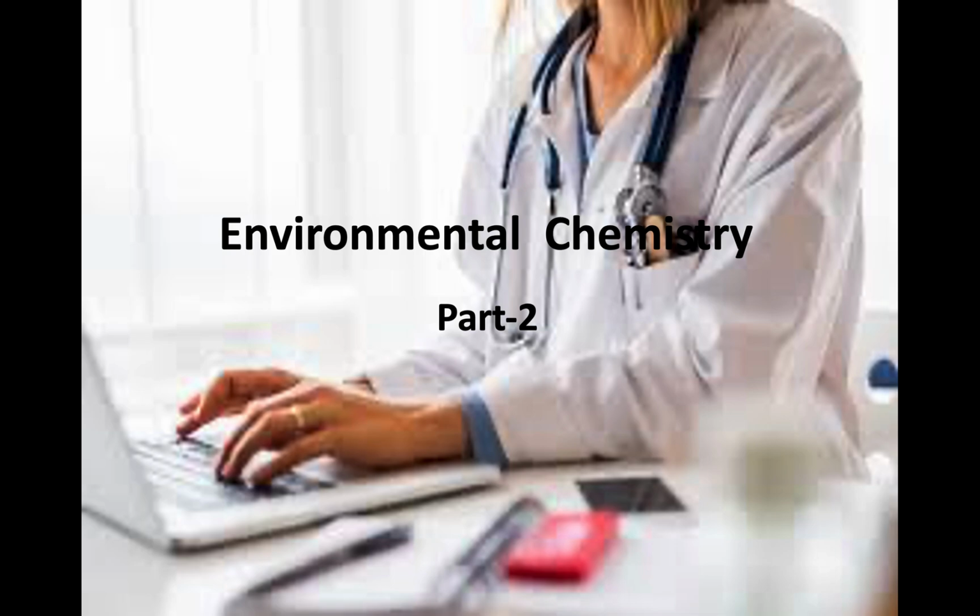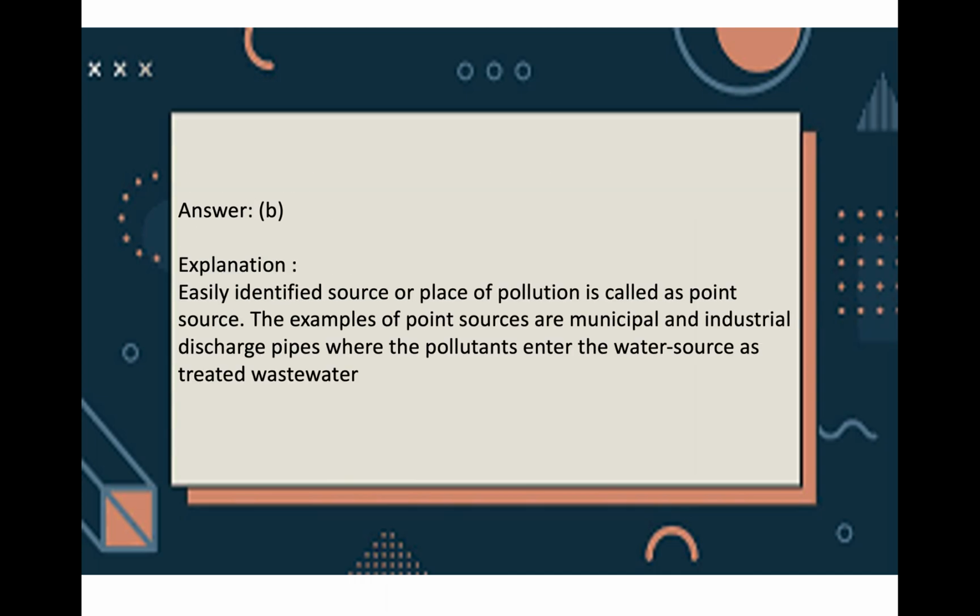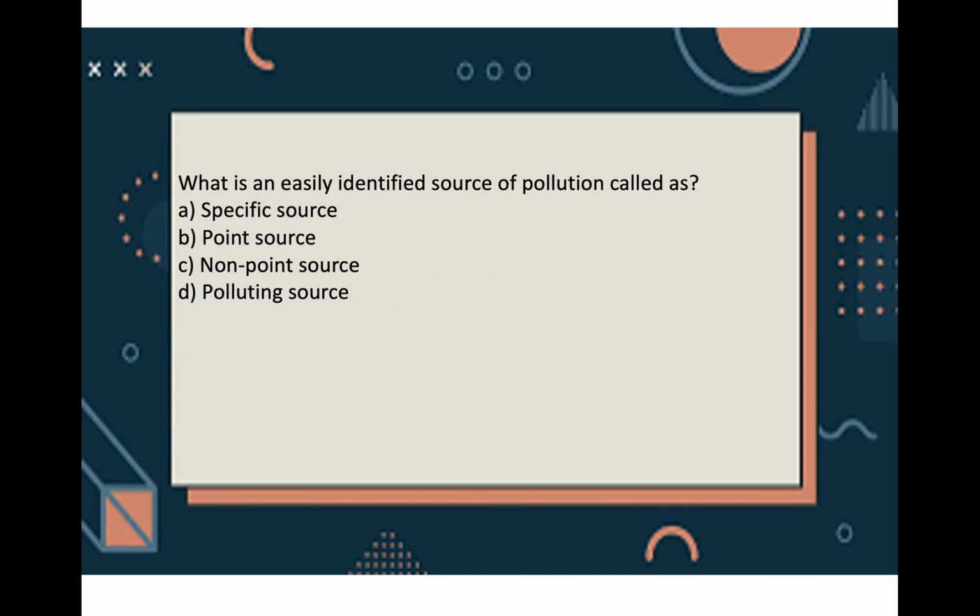In today's session we are going to do MCQs based on environmental chemistry. So without wasting time, this is our first question. What is an easily identified source of pollution called as? A. Specific source, B. Point source, C. Non-point source and D. Polluting source. So answer is B. Point source.